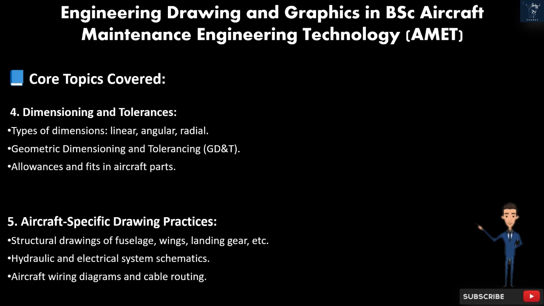4. Dimensioning and tolerances. Types of dimensions: linear, angular, radial. Geometric dimensioning and tolerancing, GD&T. Allowances and fits in aircraft parts.